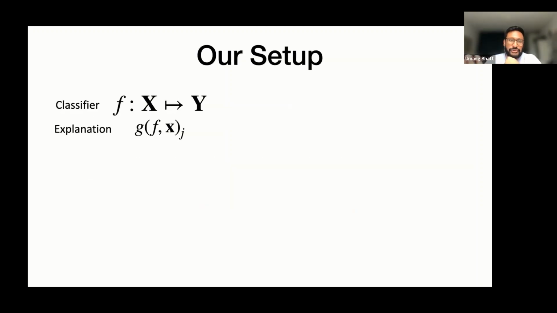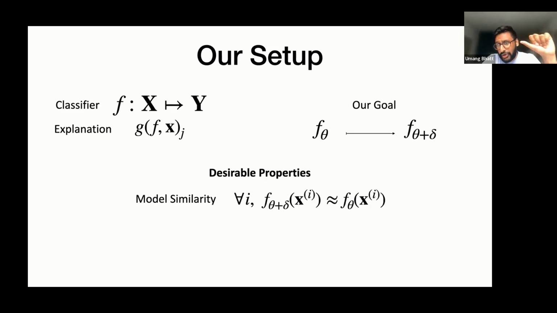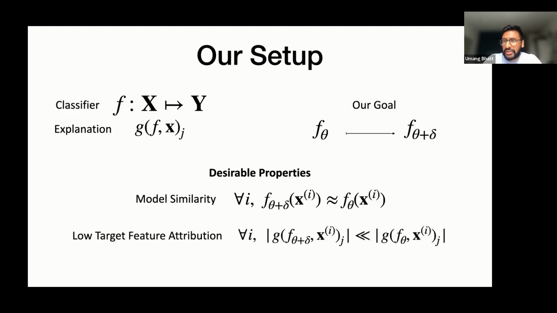So I'm going to go through some setup. Imagine you had a classifier that maps from X space to Y space, and we had an explanation function G, with J being our sensitive attribute, okay? Let's say F was parameterized by theta. Our goal is to find some perturbation delta such that two things are true. One, both models have similar outcomes for the entire training data set, okay? And the second is low target feature attribution. So for the feature of interest, how do you have low importance for that feature?